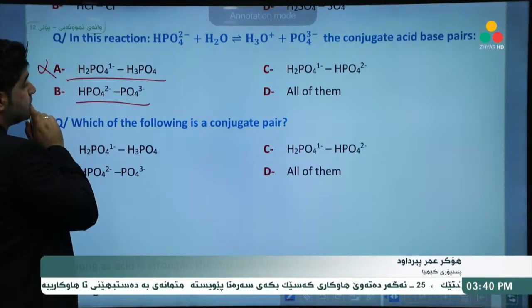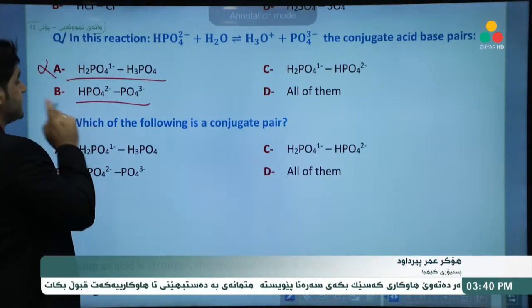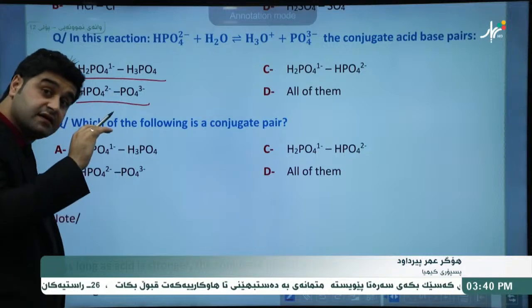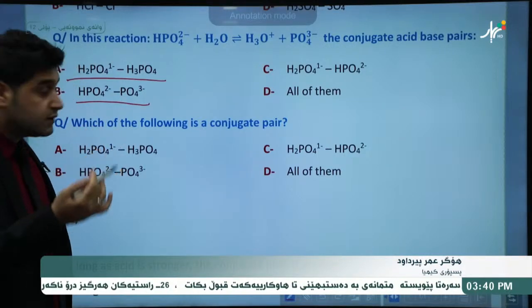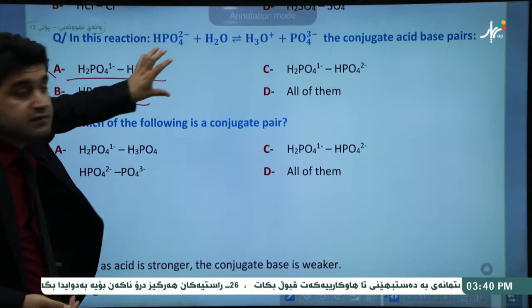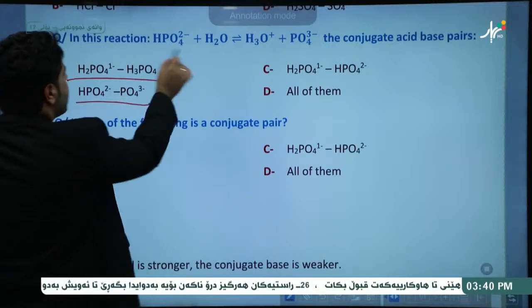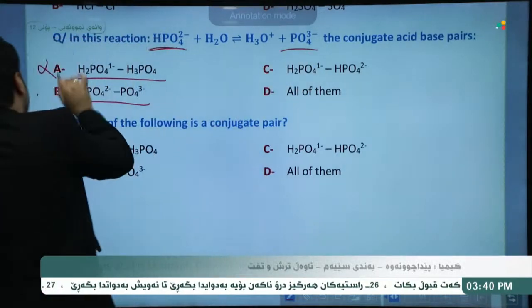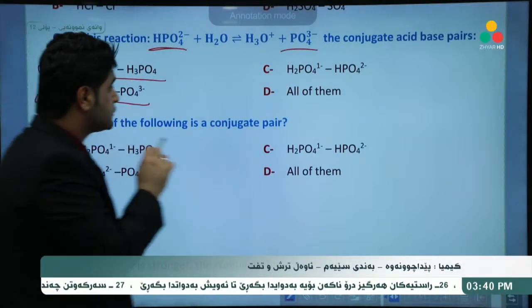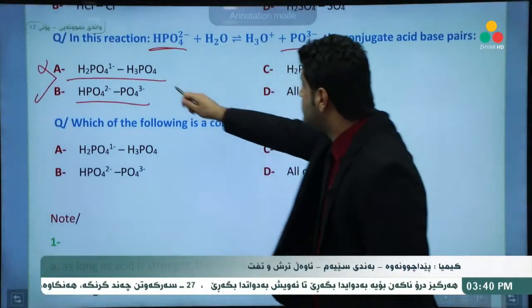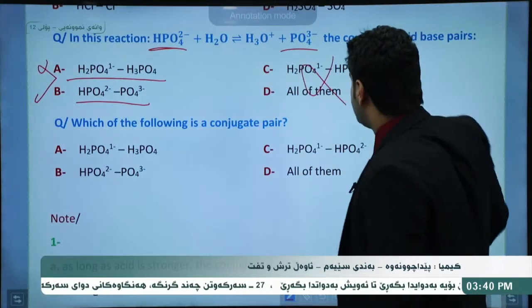HPO4 negative 2 and PO4 negative 3. Yes, it's a conjugate acid-base pair, but let's follow the priority, the reaction. Oh, we have that one in the reaction, so it's the right answer. The other answers are not right, so that means they are wrong.